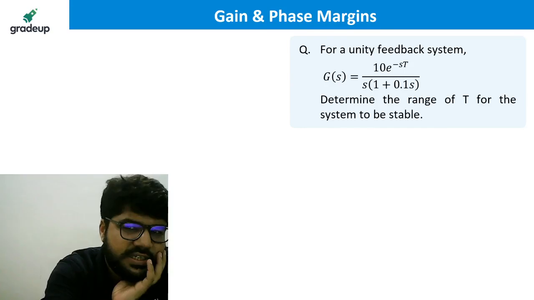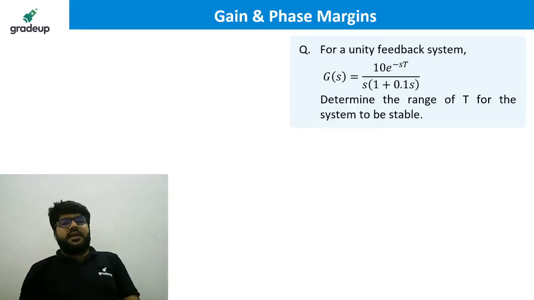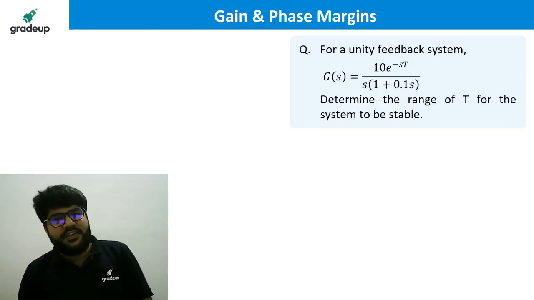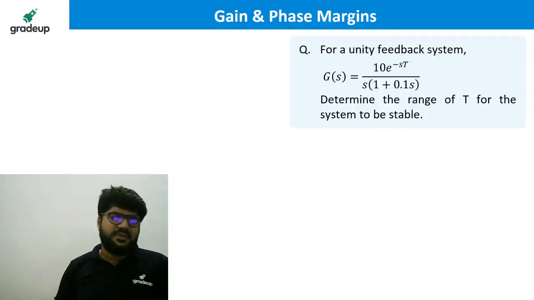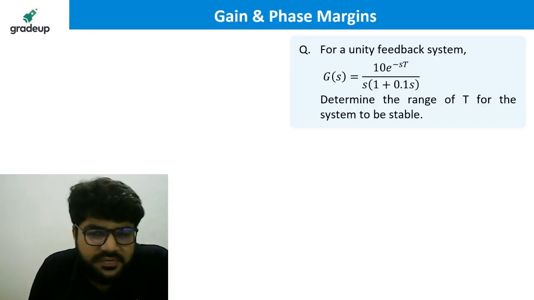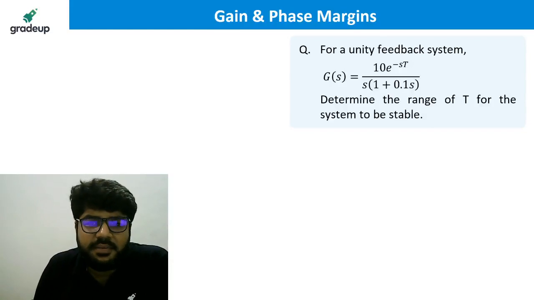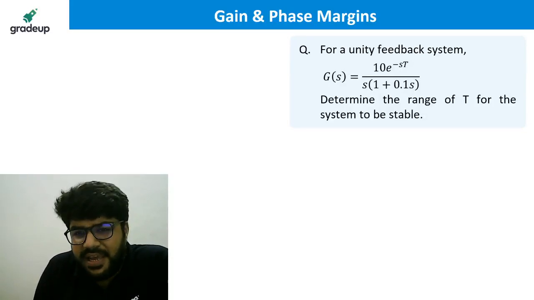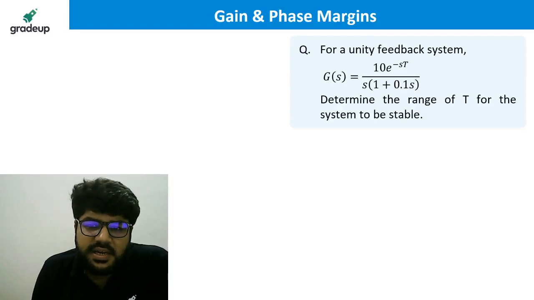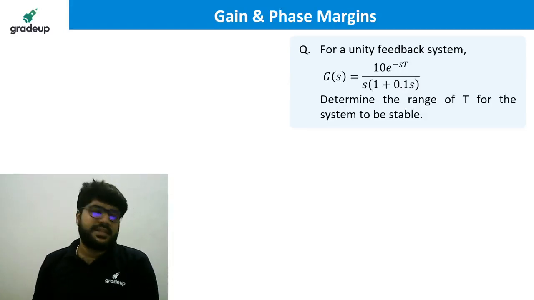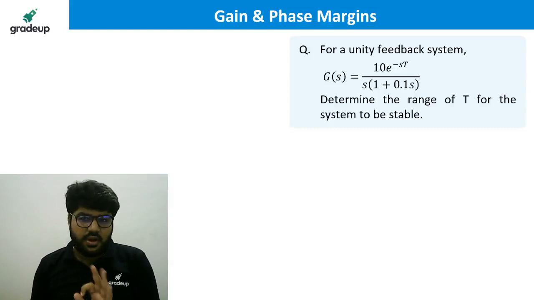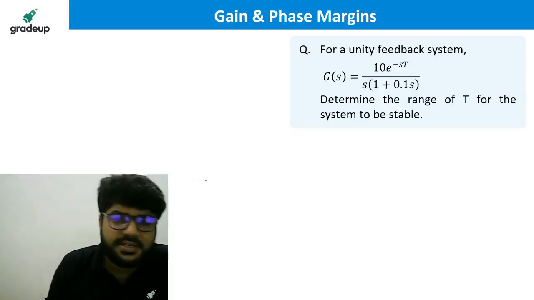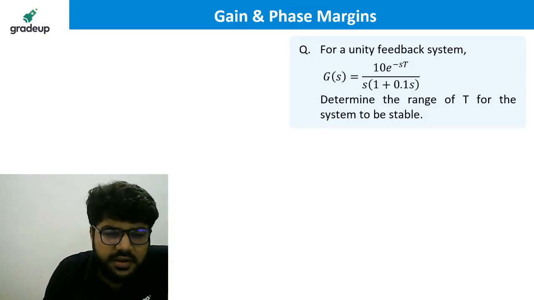And now another question. For a unity negative feedback system, obviously take it as negative feedback, not specified also, but take it as negative feedback. G(s) equals 10 e power minus st divided by s(1 plus 0.1 s). Determine the range of T for the system to be stable. Now this has a good concept. This question has a good concept, for the range to be stable.